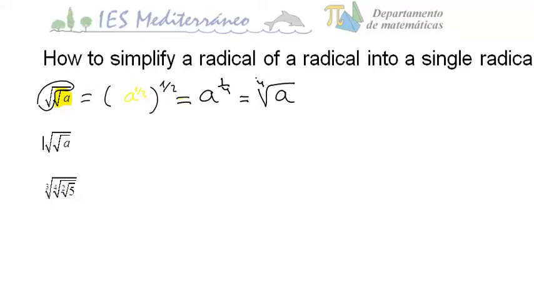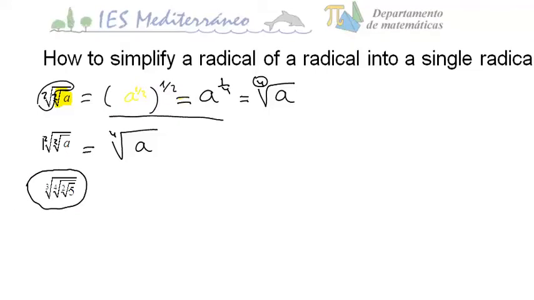So if you think a little bit, we just multiply the exponents and then we've got the single radical. So in practice we don't do that. What we do is just multiply the indices of the several roots, and then we've got a new root whose index is the multiplication of the previous ones. Okay, so now it's your turn, and I want you to simplify this into a single radical.